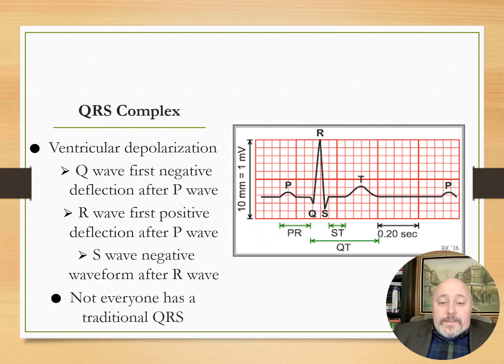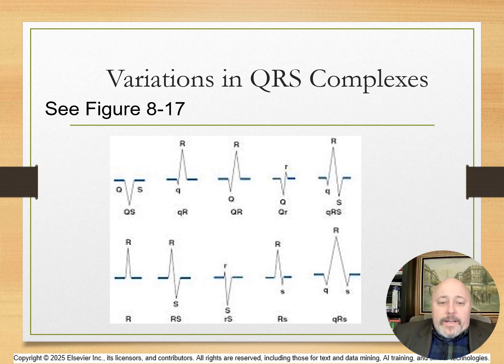Next, we have the QRS complex, and this represents ventricular depolarization. The classic QRS complex begins with a negative or downward deflection immediately after the PR interval. The first negative deflection after the P wave is called the Q wave, and a Q wave may or may not be present before the R wave. Here we've just got a diagram showing the different manifestations these QRS complexes can take.